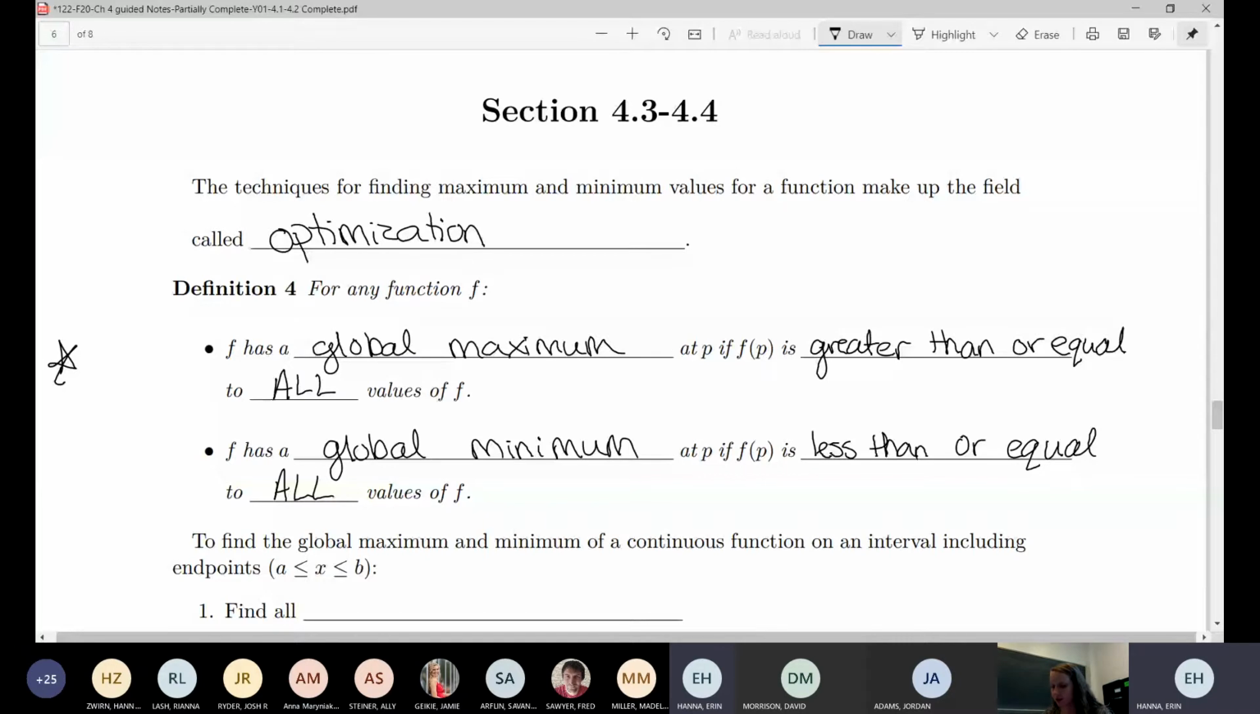Also, just like with local, which could also be called relative, the word absolute is also used. I definitely do sometimes slip into saying absolute instead of global. Your book uses global, pretty sure Wiley uses global, but if I say absolute max or min, it's the same thing, and I'll try to use global, but I'm a bit more used to saying absolute, so if I slip up, they mean the same thing.